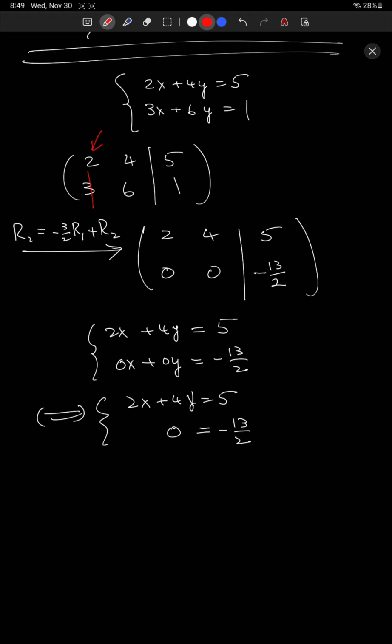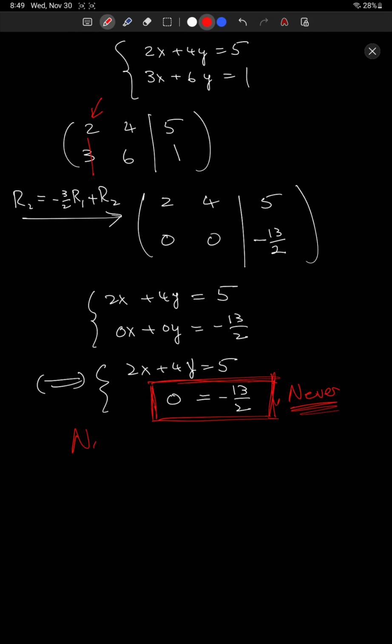What does that mean? That means that we have no solution because 0 is never equal to minus 13 over 2. In other words, when I say never, I mean no matter what x and what y you give me, this second equation will never be satisfied because it doesn't even involve x's and y's in it. So this bottom line is never true. And so what that means is that there's no solutions.